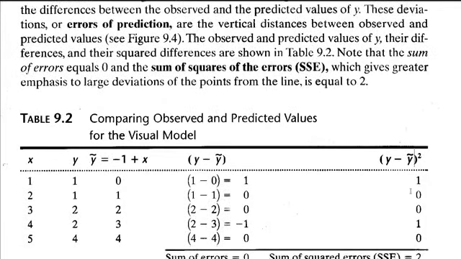Now, they make an observation up here. They say that if the error is larger than 1, then when you square it, you're going to blow it up, right? So they say that it gives greater emphasis to large deviations.